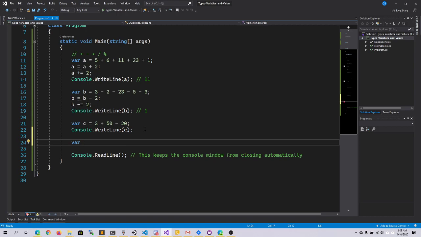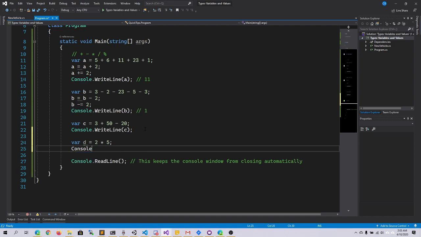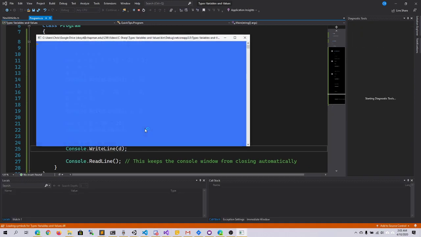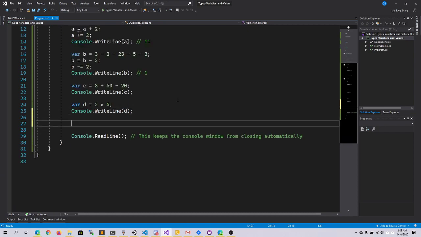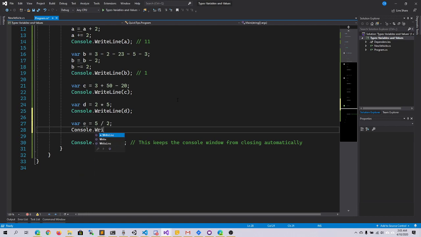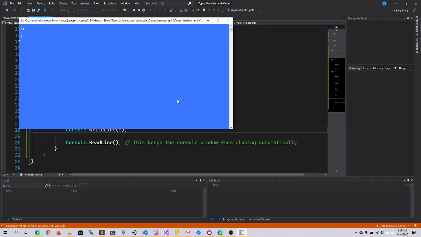Now for these next ones, I'll just do them briefly. Multiplication and division. It's exactly what you think it's going to be. 2 times 5 is going to give us 10. The last value I have there is 10. That's the last one I printed on the screen. And then you've got, let's do 5 divided by 2. Console.WriteLine E. Okay, so if I run this, I'm going to end up with 2.